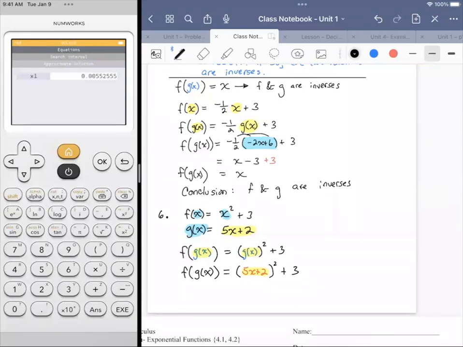The whole right-hand side has to simplify down to just an x. If you realize at this moment that there's no way that could happen, then you would just say f of g of x is not equal to x. And so the conclusion would be f and g are not inverses.